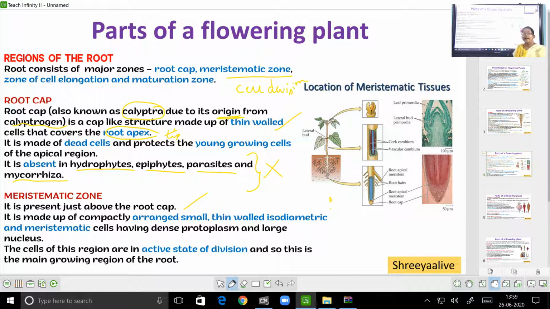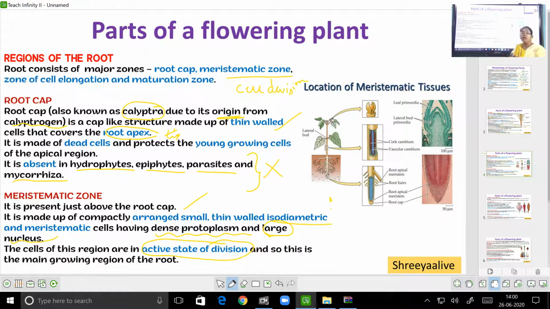It is made up of compactly arranged cells, compactly arranged meaning without any intercellular spaces. Thin-walled, isodiametric. Okay. They have a dense protoplasm and a large nucleus. Then they are always in the active state of division, as I have told you. This is one of the important points.